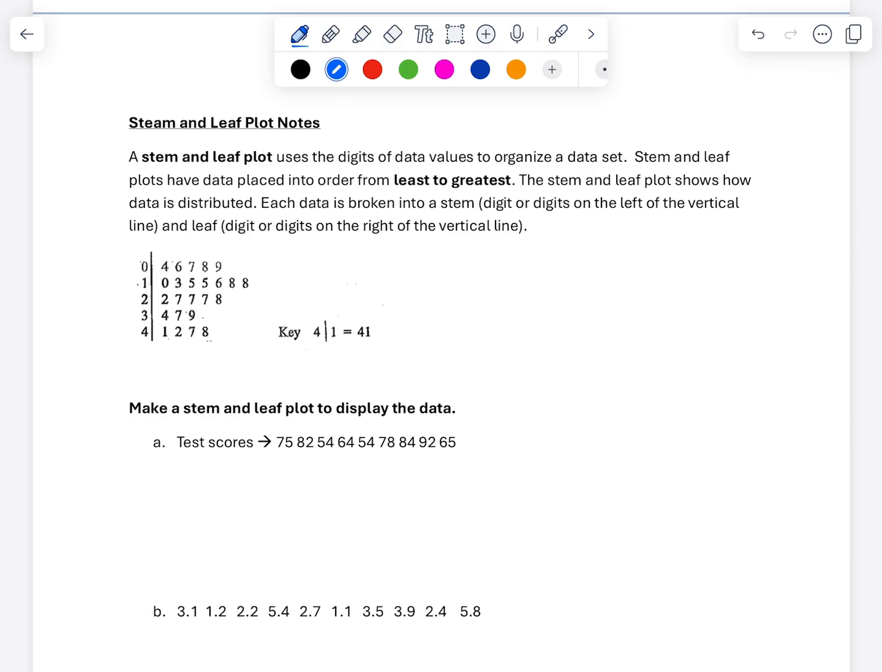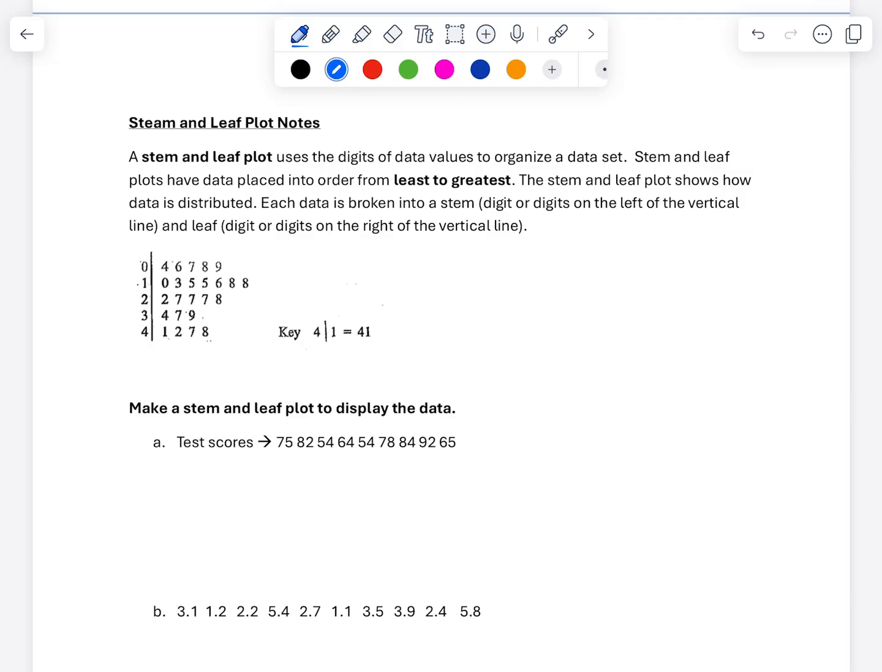These are the notes for stem and leaf plots. A stem and leaf plot uses the digits of data values to organize a data set. Stem and leaf plots have data placed into order from least to greatest, very similar to what we did with the median. The stem and leaf plot shows how data is distributed.